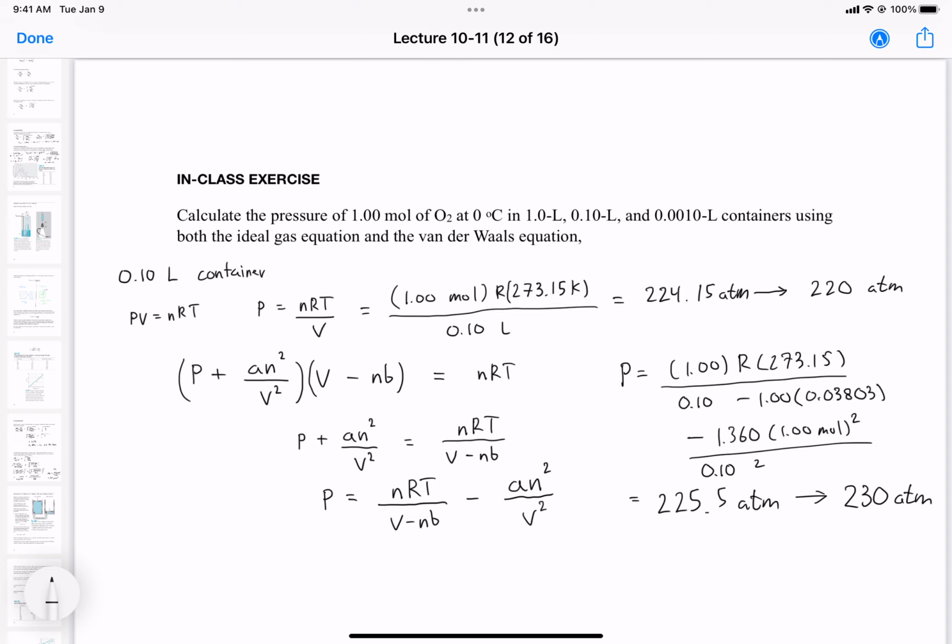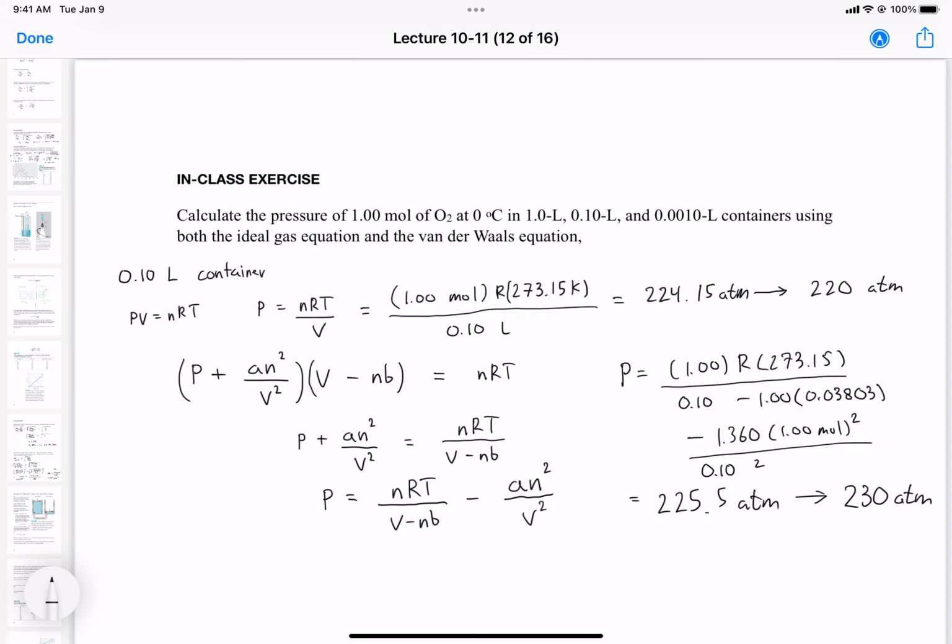Interesting. 22. Oh, interesting. They got a different value. Okay. No, I think we're good. Yeah, we're good. The value's just a little bit off, but it's okay.